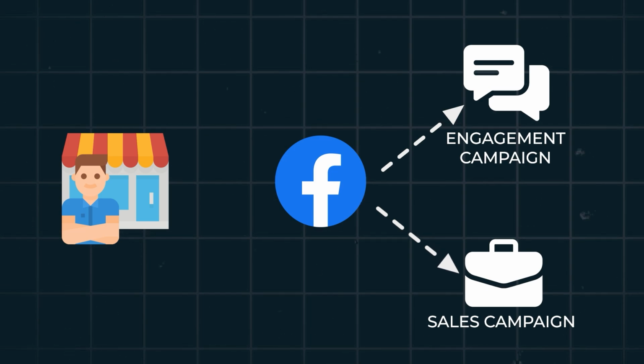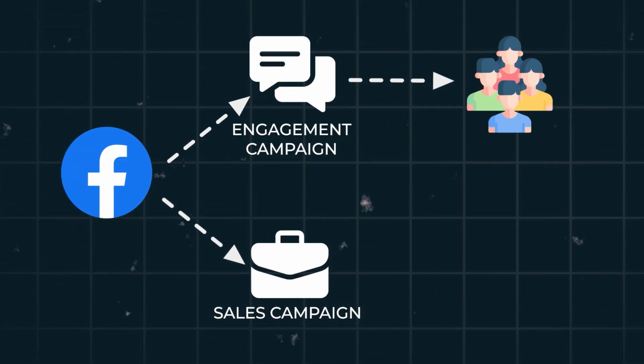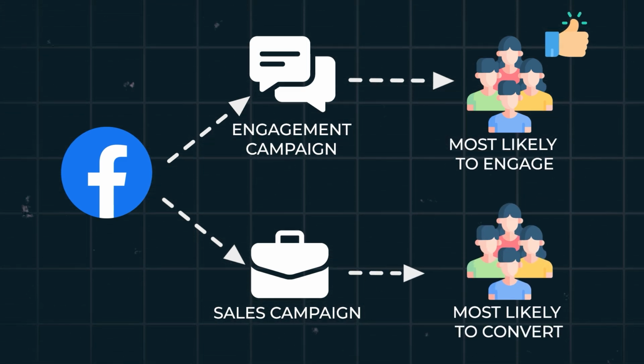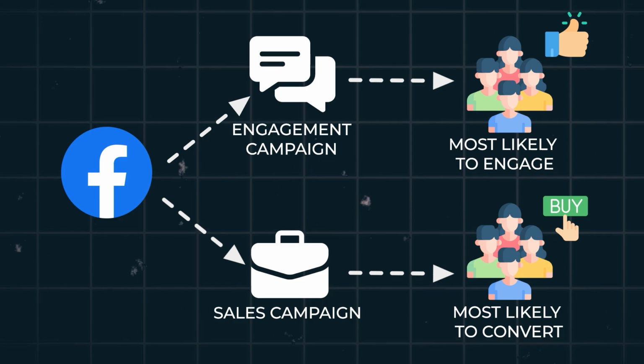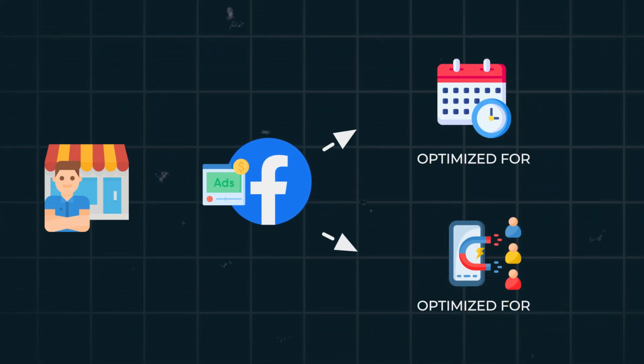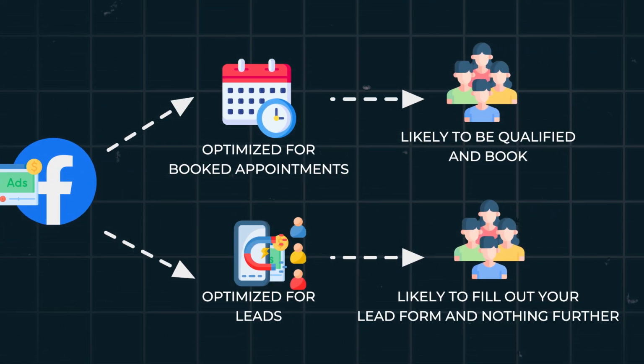The difference in each campaign is that in the engagement campaign, Facebook is going to show the ad to people within the selected audience who are most likely to engage. Whereas in the sales campaign, Facebook is going to show the ad to people within the selected audience who are most likely to convert. So when it comes to maximizing the quality of leads that you're getting from Facebook and the number of people who actually show up for the appointments, you want to optimize your conversion event for appointments instead of just leads. This allows the algorithm to show your ads to people who are likely to be qualified and booked, as opposed to people who are just likely to fill out your lead form and nothing more.